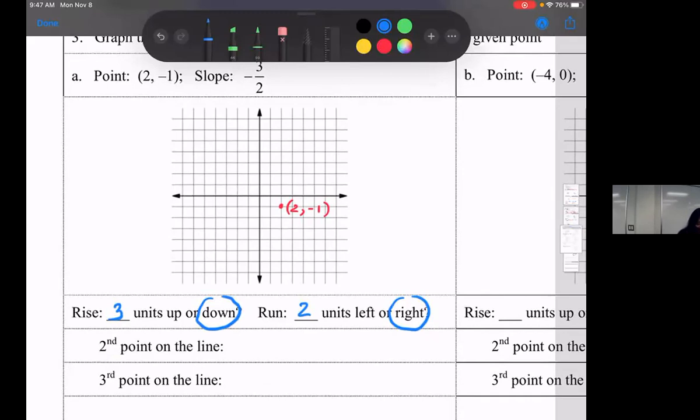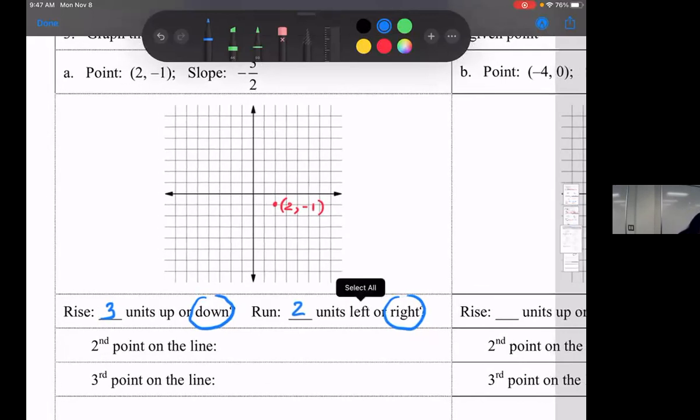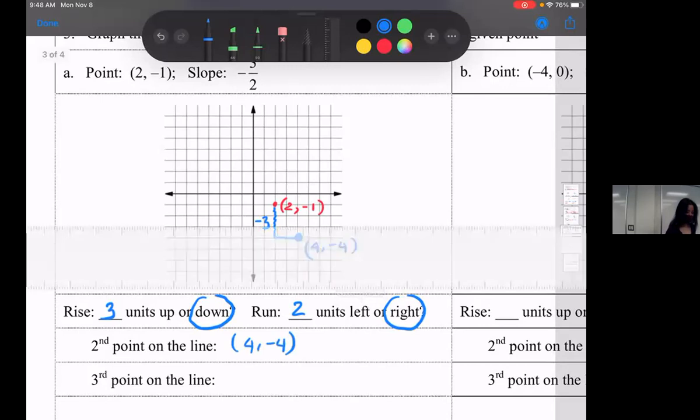So from the left point, I'm going to treat the red one as the left point. From that red point, I'm going to go 3 units down. So it'll be -3 there. And then 2 units to the right, run 2. So that's the new point right there. What is that point? 1, 2, 3, 4. 4 units, and then down 1, 4, -4, right? 1, 2, 3, 4. Yeah, 4, -4. So the second point on the line is 4, -4. And then you draw a line.